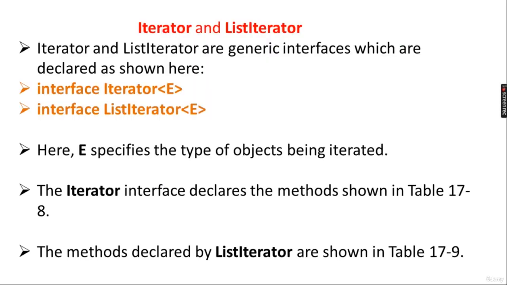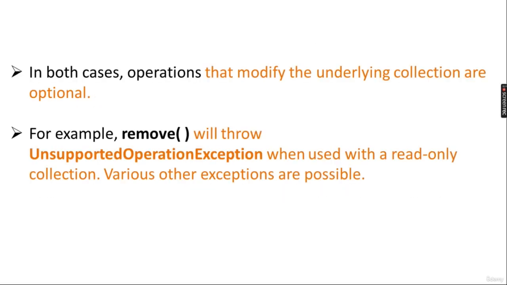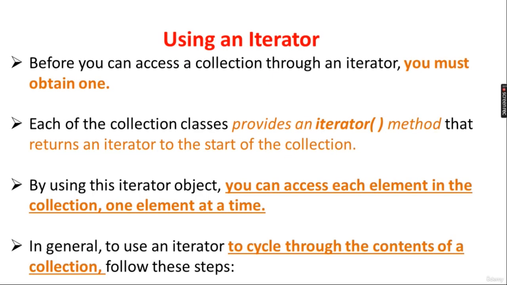So now we will see Iterator and ListIterator, the generic interfaces. Interface Iterator<E>, interface ListIterator<E>. E specifies the type of object being iterated. The Iterator interface declares the methods shown in the table. The methods by ListIterator are also shown in the table. Operations that modify the underlying collection are optional. remove will throw UnsupportedOperationException when used with a read-only collection. Various other exceptions are possible.